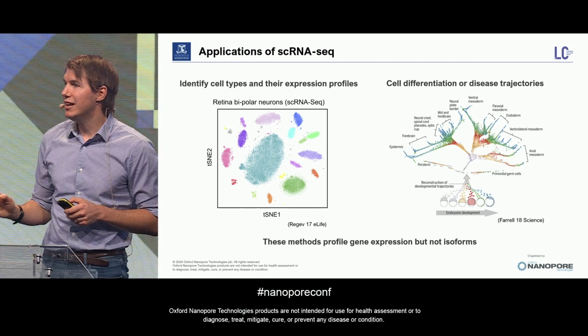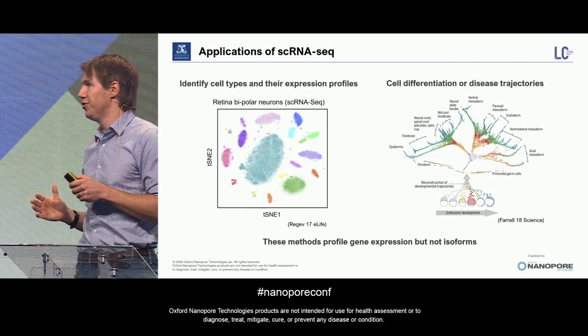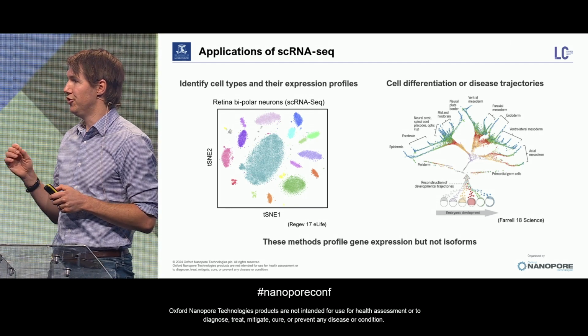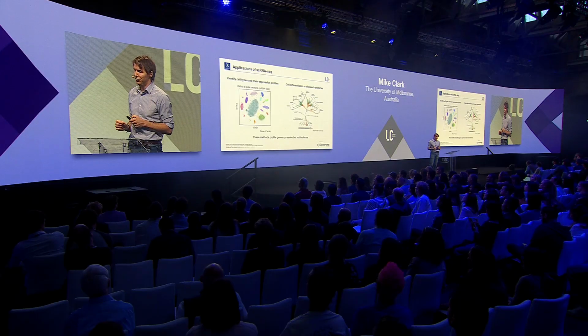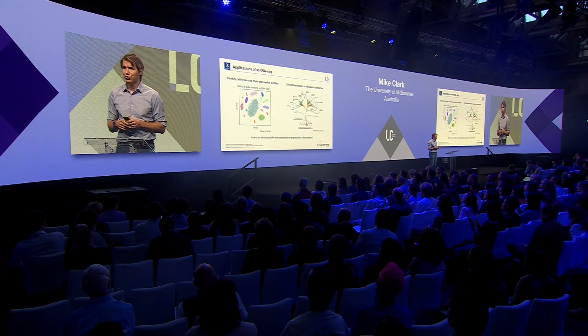Now, the key limitation with standard single-cell sequencing is you get gene expression information, but you get very little information about isoforms. And so a question we asked ourselves a few years ago is, how can we obtain this missing isoform information?